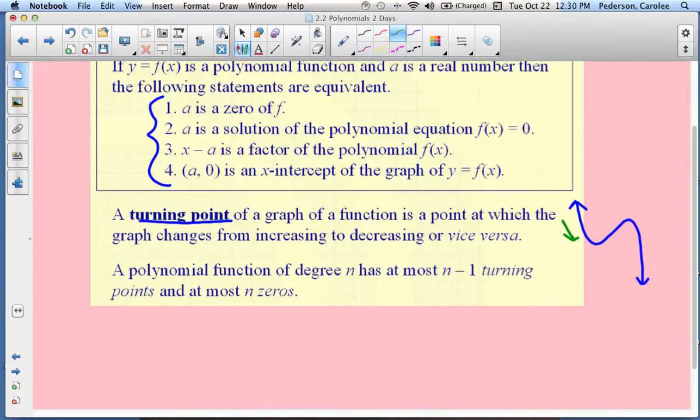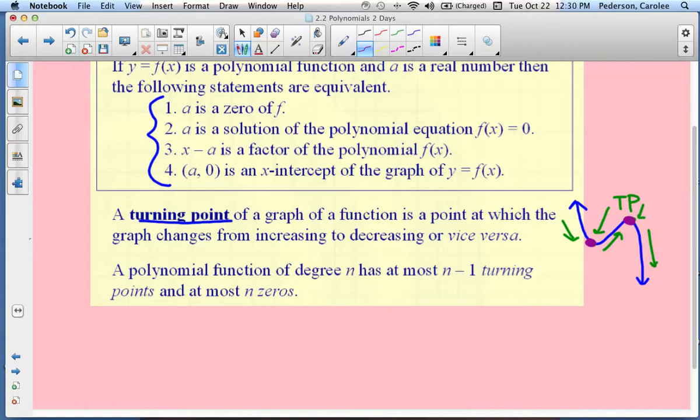Here's a decreasing, and then it goes to increasing. This piece right here is the turning point. And then it turns again one more time. It goes from an increasing to a decreasing. So there's the other turning point. So we have 2 turning points, this place and that place that I just circled in purple.